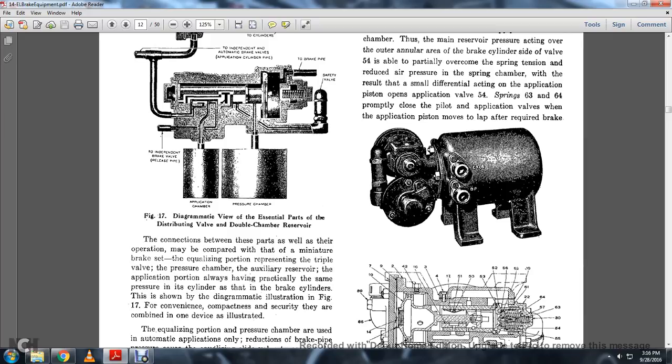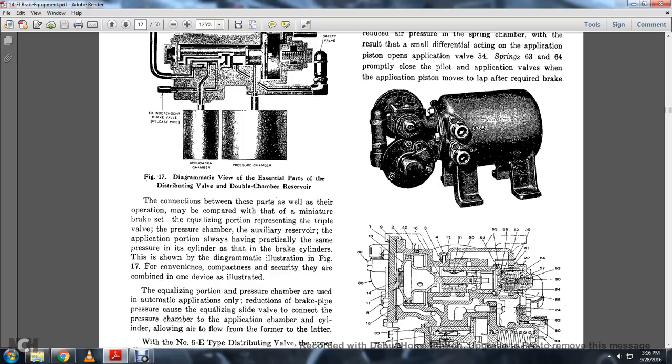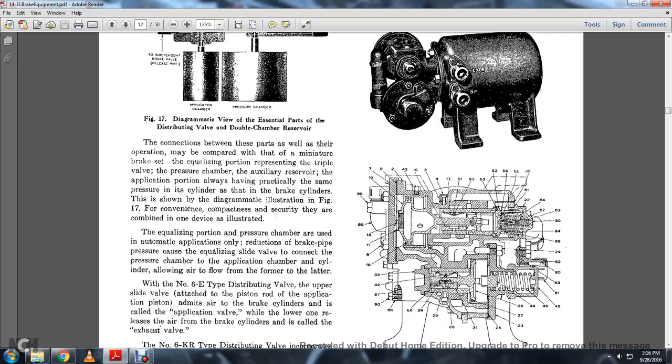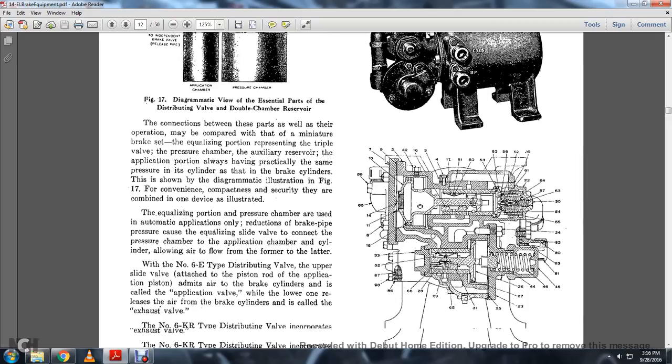There is shown a diagrammatic illustration, figure 17. For convenience and compactness, they are combined in this one device illustrated. The equalizing portion and pressure chamber are used with automatic application, reducing the brake pipe pressure. The equalizing slide connects the pressure chamber to the application chamber of the cylinder, allowing the air to flow from the former to the latter.